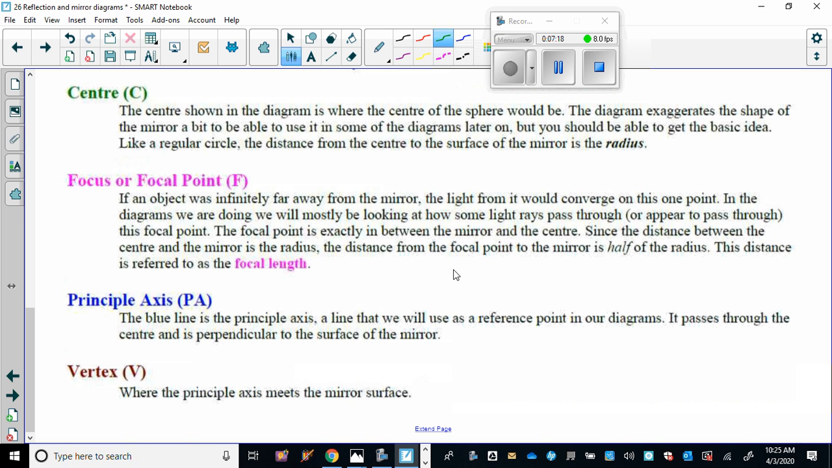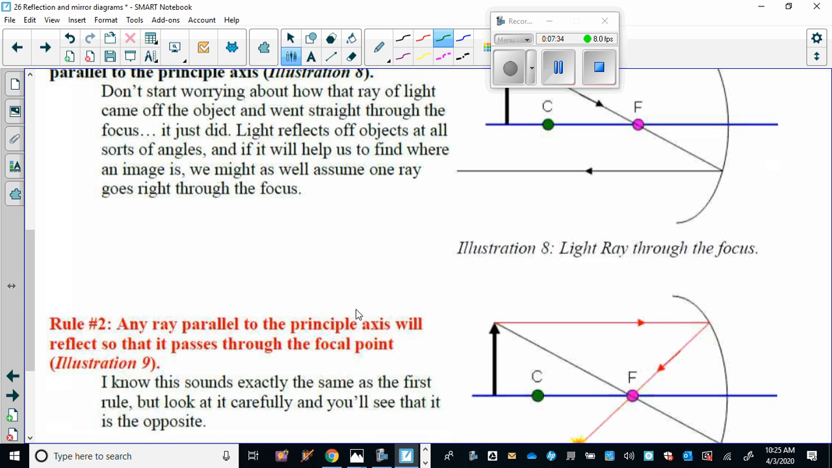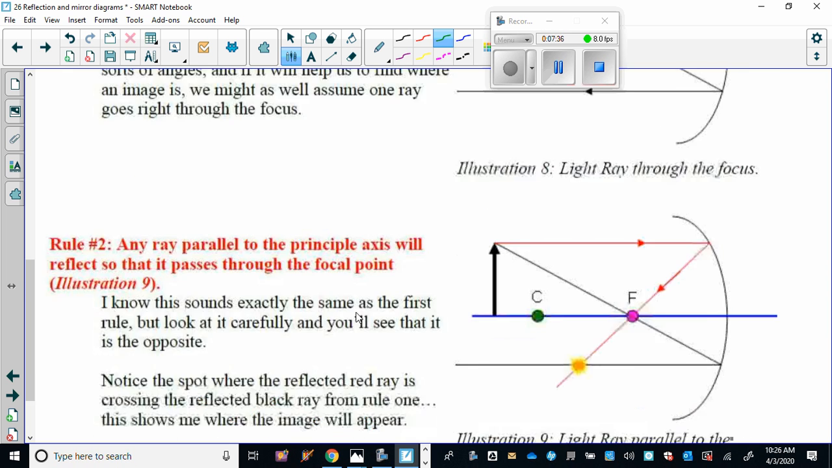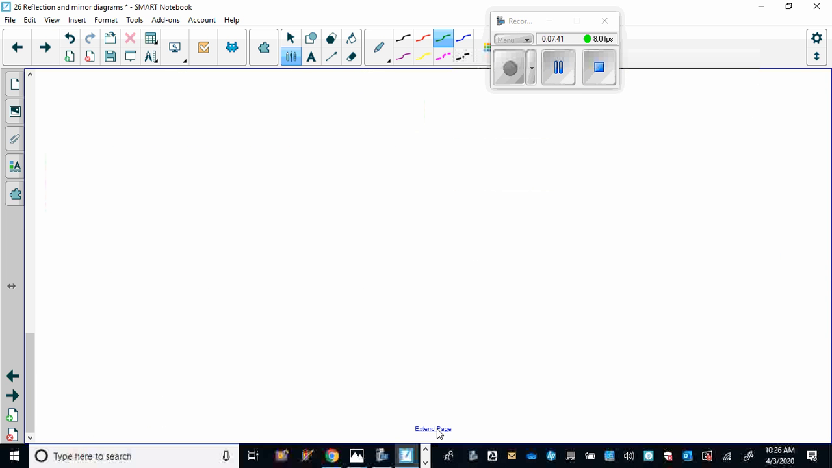Principal axis. So make sure you understand all those. And now we can start doing ray diagrams. Ray diagrams basically are the rules for finding, if you have an object in front of a concave mirror, what will the image look like? All the rules are written for you here. I'm just going to do my own example here, so you can see it as I draw it.